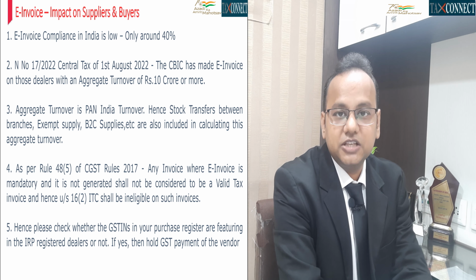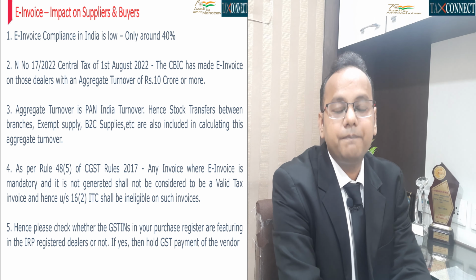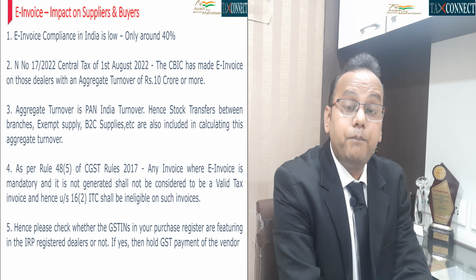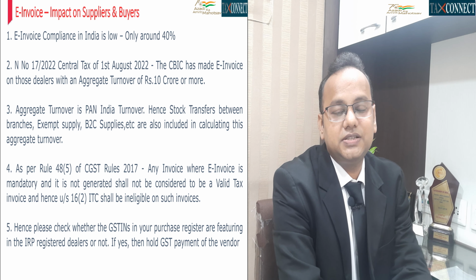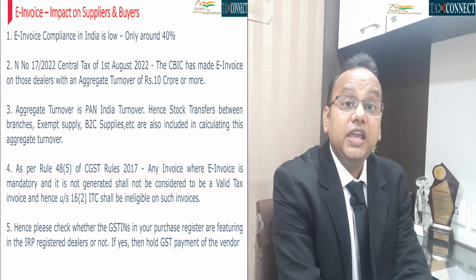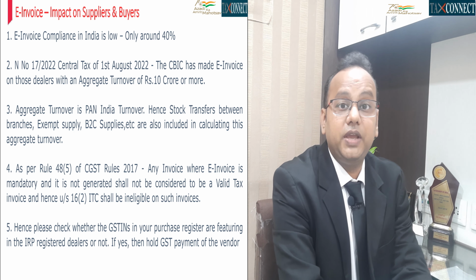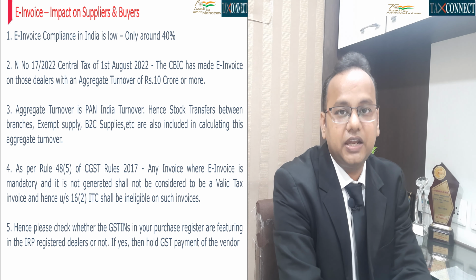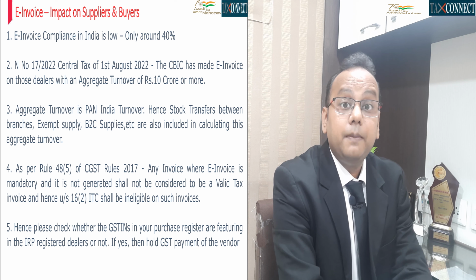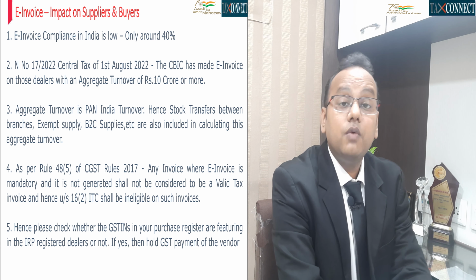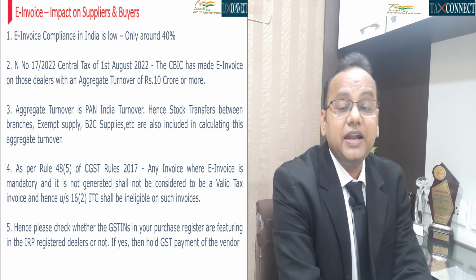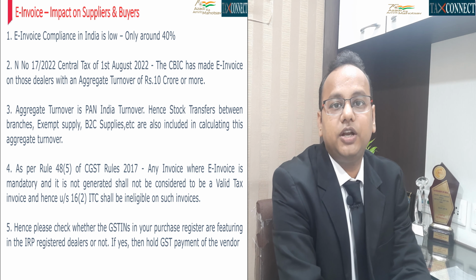Therefore, if you as a taxpayer are registered in 2 states in India via 2 GSTINs, your turnovers of both the states are to be clubbed together to calculate this aggregate turnover. Even stock transfers would be included in the calculation of this aggregate turnover. Exempt supplies, and B2C supplies for which you are not required to generate an e-invoice, would also be added to the aggregate turnover for the purpose of computation of this threshold limit of 10 crores for generation of e-invoices.